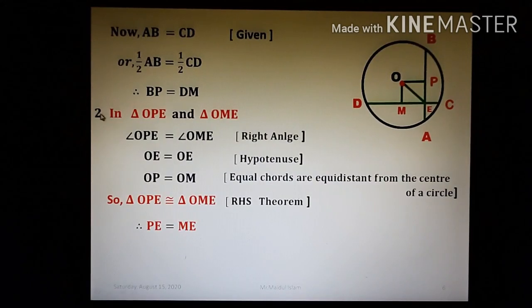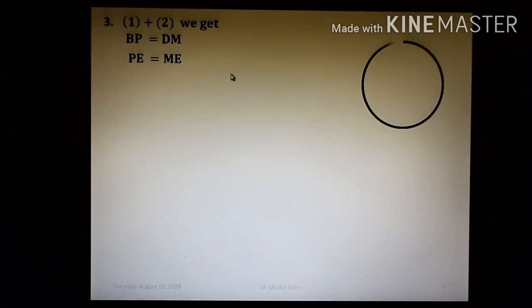Already we got here step number 2. The result of step number 2 is PE equal to ME. My dear, try to remember. Okay, and in step number 1, what is written? BP is equal to DM. This one is step 1 and this one is step 2. My dear, after joining 1 and 2, in the third step what will we get? Already you know which one is from step number 1. Yes, BP is equal to DM, and this I have taken from step number 1.